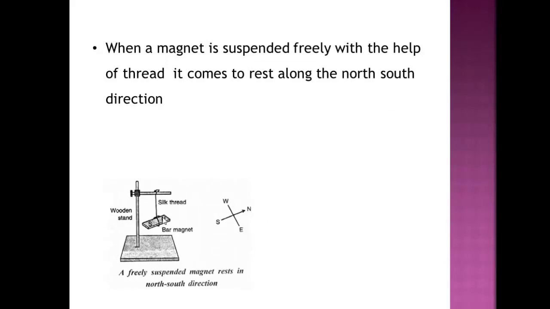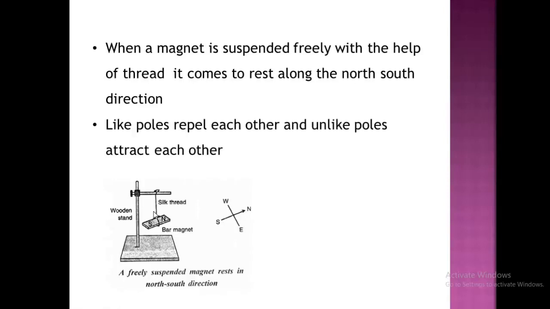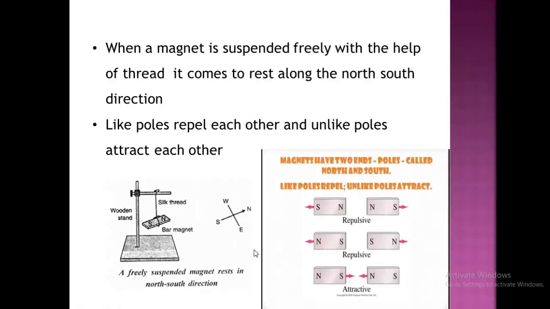See, here you can see a bar magnet suspended with a thread, and here it turns to the north side of the earth and the south end turns to the south side of the earth. So this north is called the north seeking pole and this south is the south seeking pole. Next, like poles repel each other and unlike poles attract each other. Like poles means north and north or south and south will repel, but north and south will attract each other. See, here you can see north and north will repel, south and south will repel, north and south will attract.